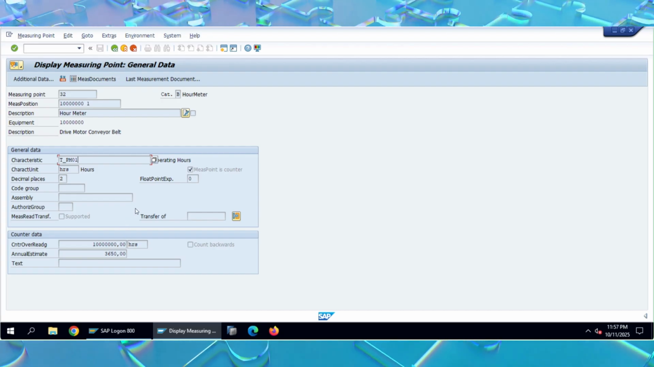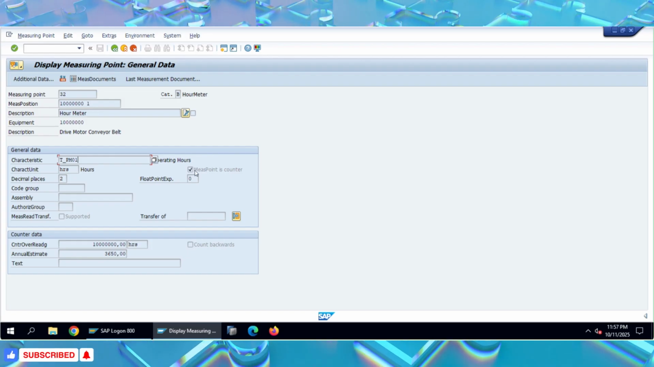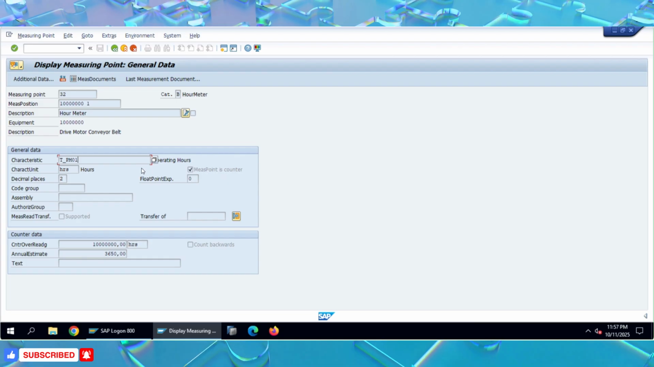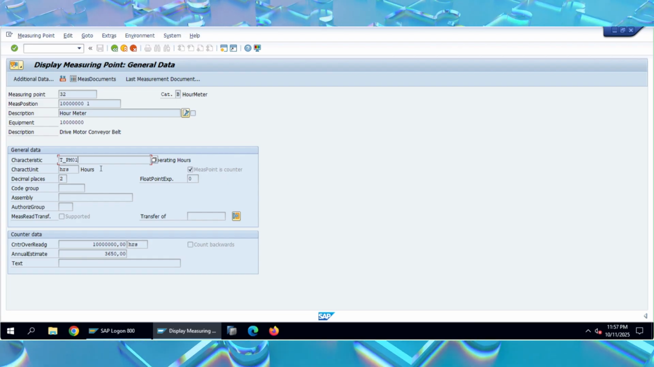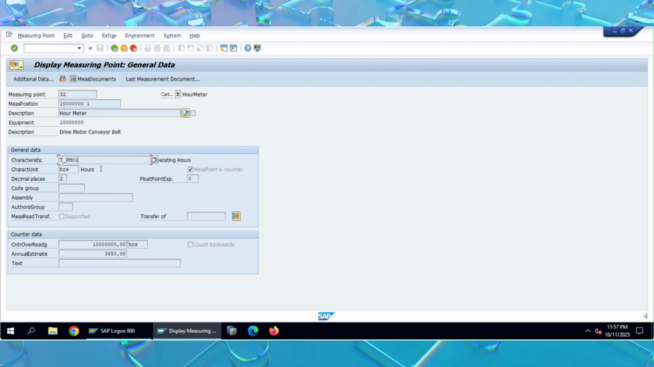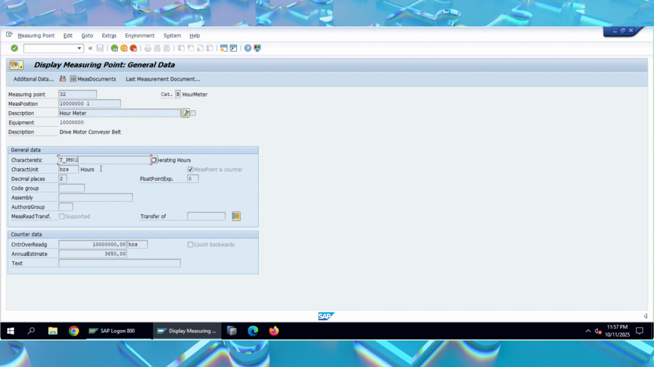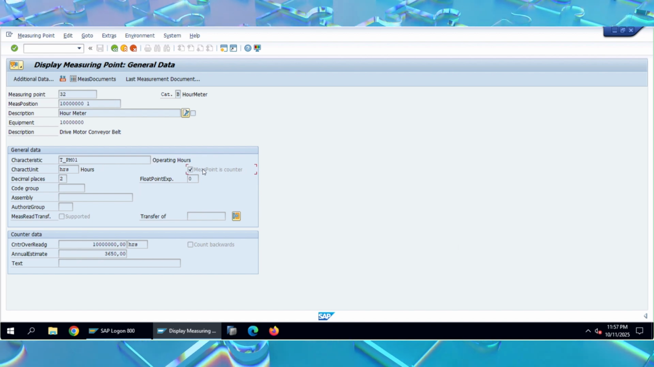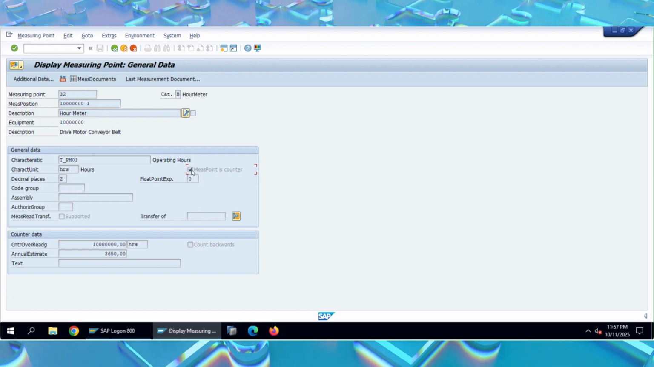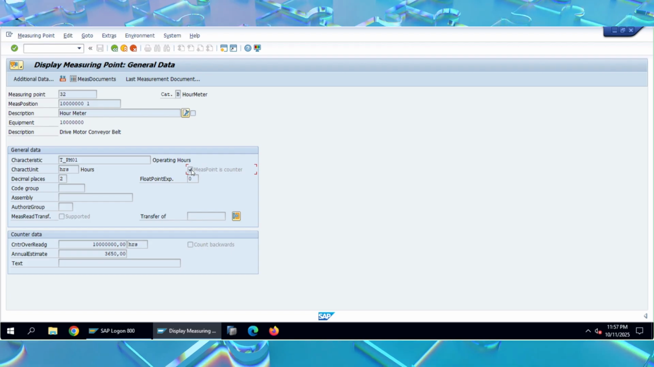Okay, and then you can see here, I'm telling the system that this is a counter measuring point. So hours are counter. Suppose my conveyor belt has been run for 200 hours today. So definitely it is going to increase to 300, 400 hours. It will not go back, right? So it is a counter. So we have to tell the system whether it is a non-counter or counter. If you untick, the system will take it as a non-counter one.